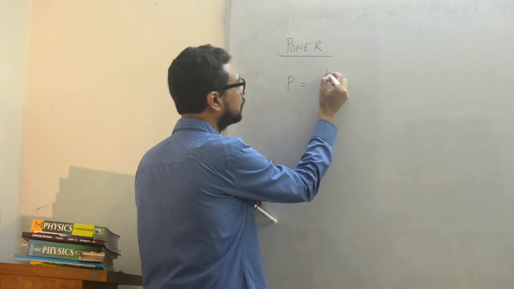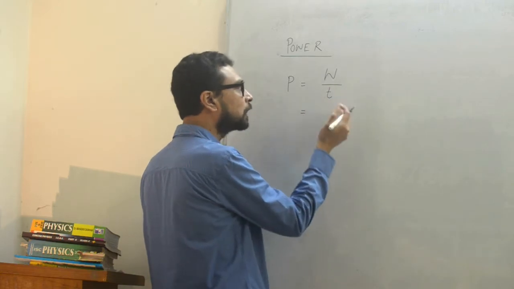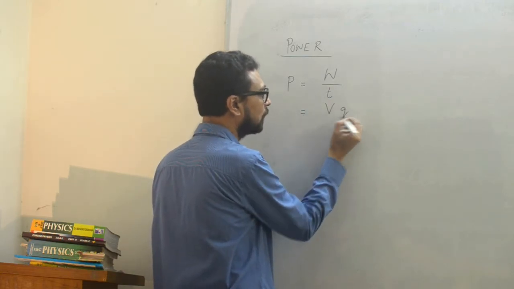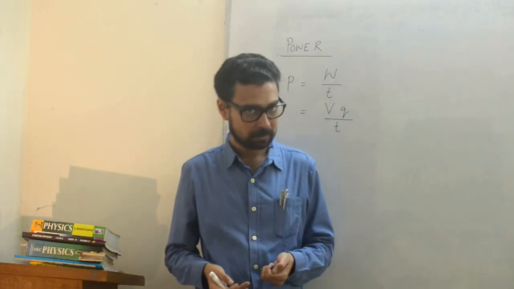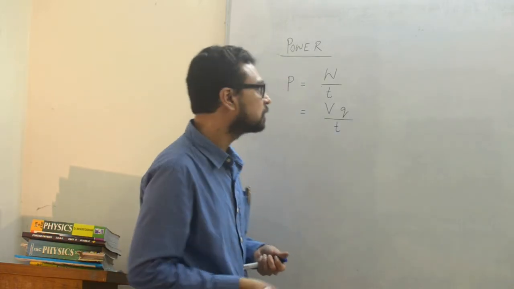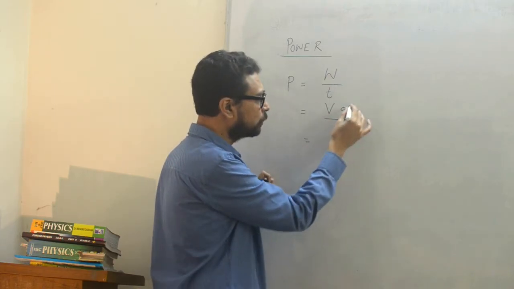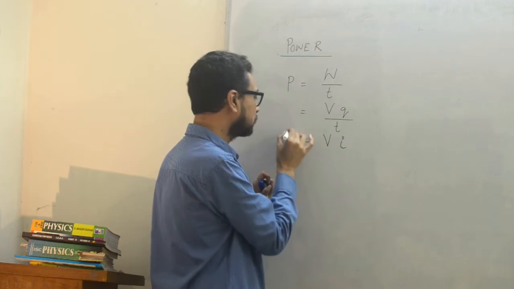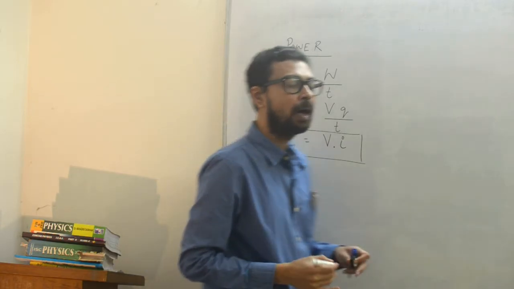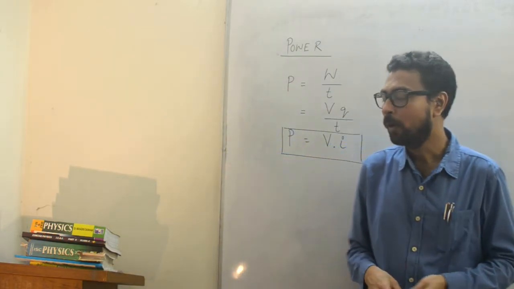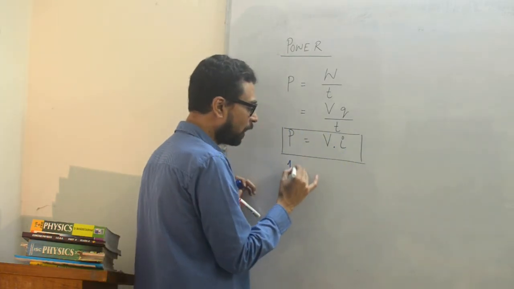So power is basically work done by time, that we know, right? So work done by time, and work is potential into charge, because the definition of potential was work done by amount of charge. So W by Q was V, so VQ is W. Okay. So now what I can see, Q by T is current, that I know. So power here is equal to potential into current.